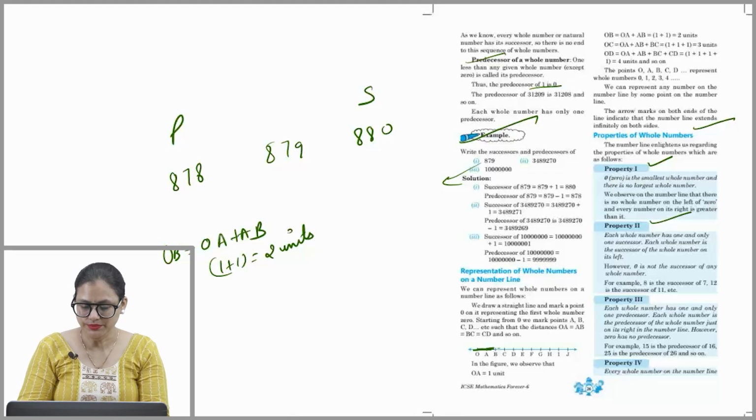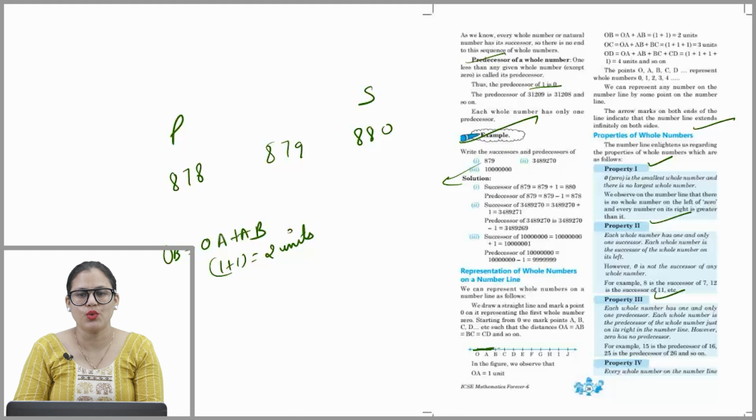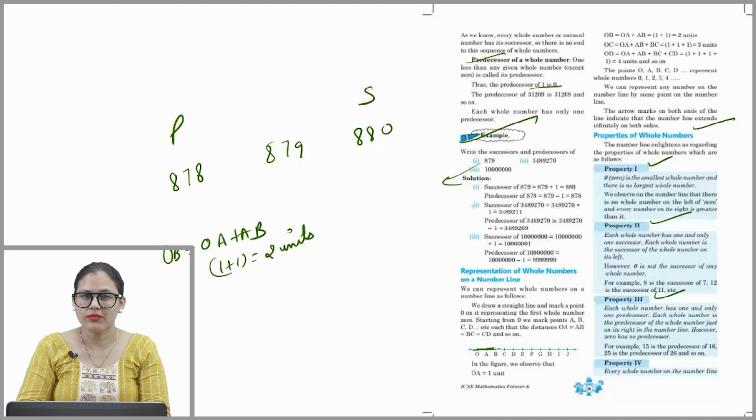Property 3. Each whole number has one and only one predecessor. Each whole number is the predecessor of the whole number just on its right in the number line. However, 0 has no predecessor. For example, 15 is the predecessor of 16, 25 is the predecessor of 26 and so on.